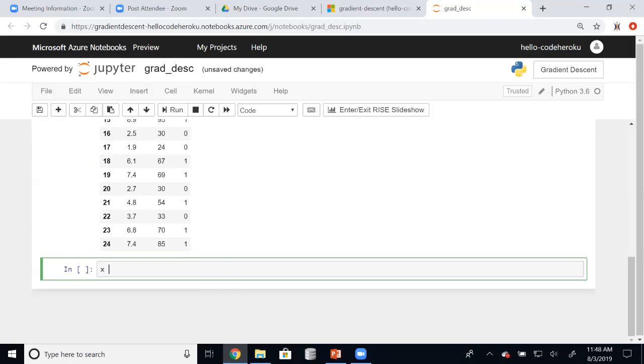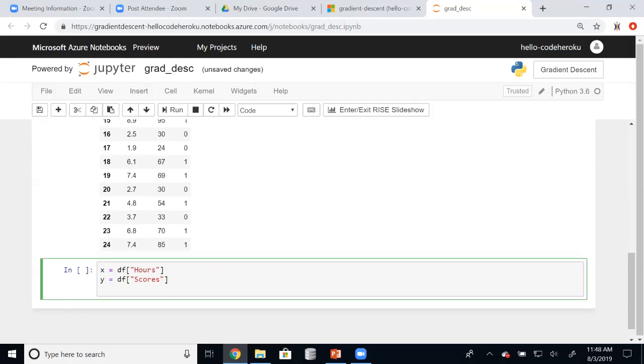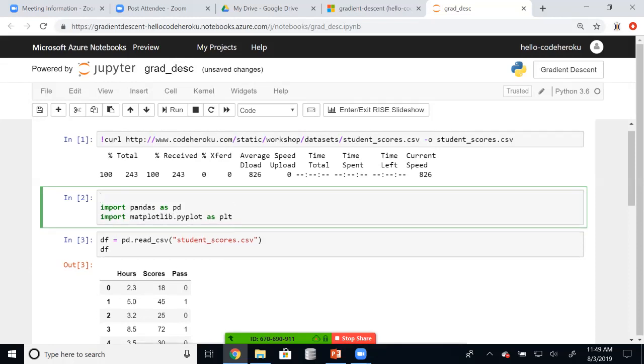So pretty straightforward. On the x-axis, I'm going to take the data frame of hours because that is our independent variable. The dependent variable or the target over here is the data frame of the scores, right? And once we have these two things, we have already seen how to use matplotlib to do that. So let's go ahead and import matplotlib as well. So I'm going to say import matplotlib.pyplot as plt.